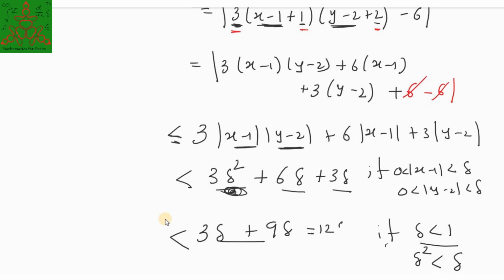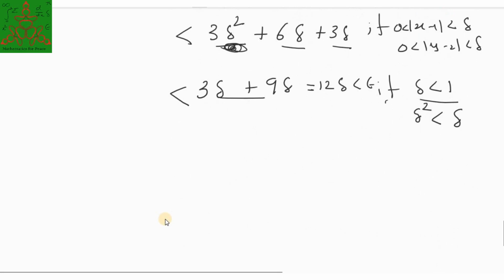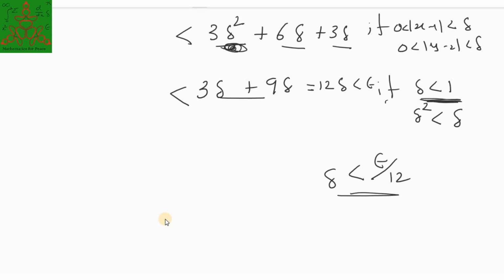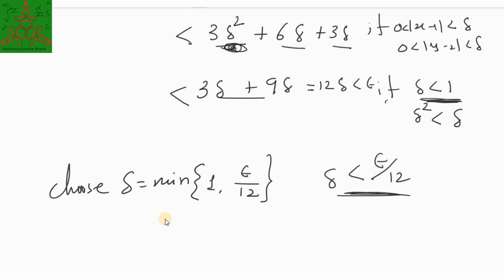It will be 12 delta, and if this is less than epsilon, provided your delta is less than epsilon by 12. So now two conditions apply on delta. The first one is you have chosen delta less than 1. Another condition is delta less than epsilon by 12. That means whichever is the minimum of the two, you need to choose your delta as the minimum of 1 and epsilon by 12.